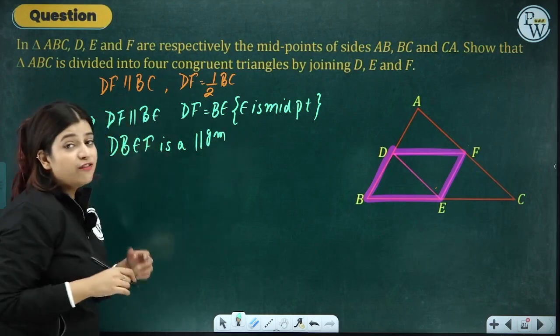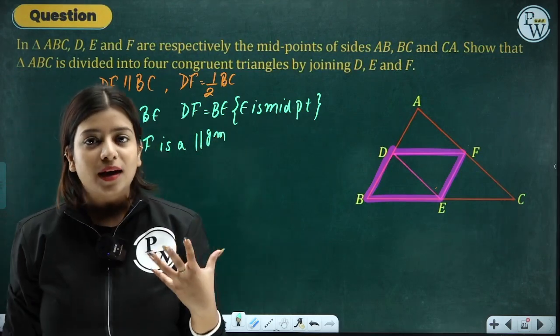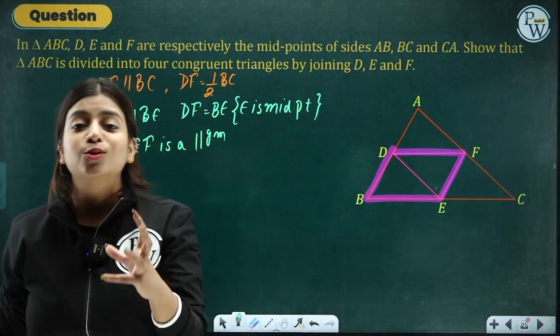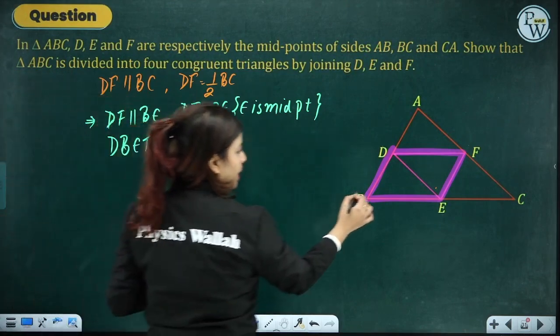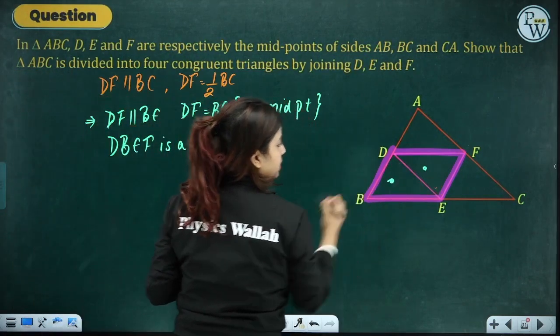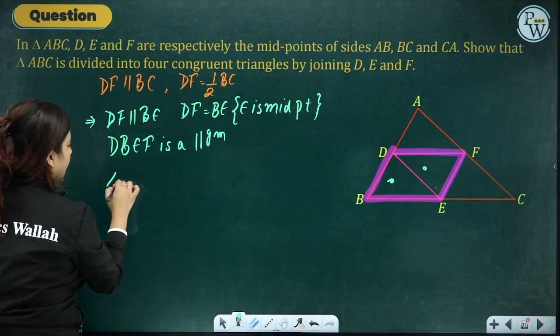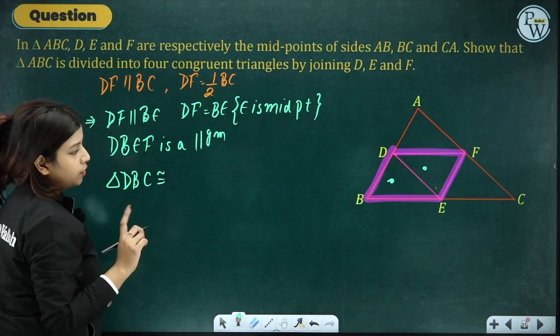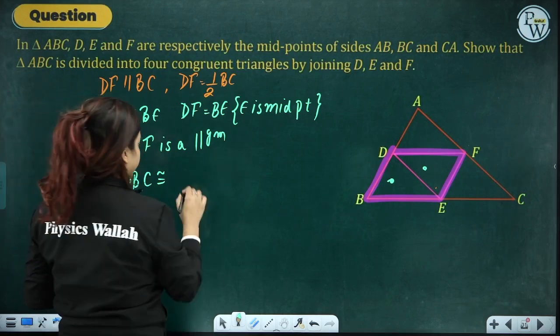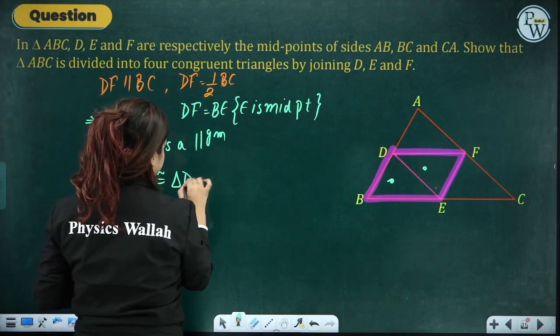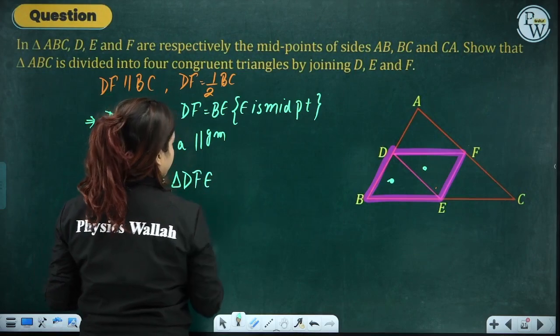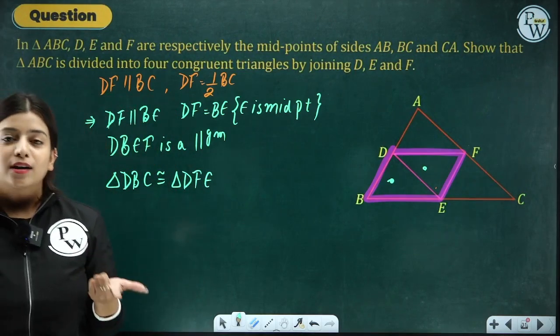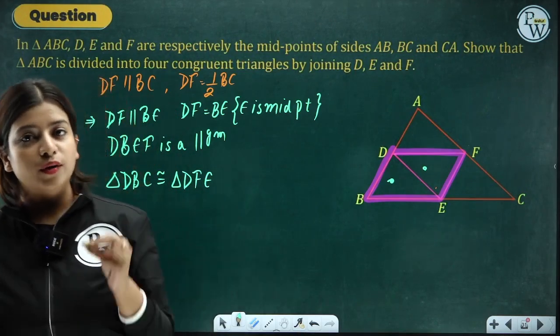And as we have already learnt about a property of a parallelogram, the diagonal splits it into 2 congruent triangles. So basically we can say that this triangle is congruent to this triangle. That is, triangle DBF is congruent to triangle DFE, as the diagonal of the parallelogram divides it into 2 congruent triangles.